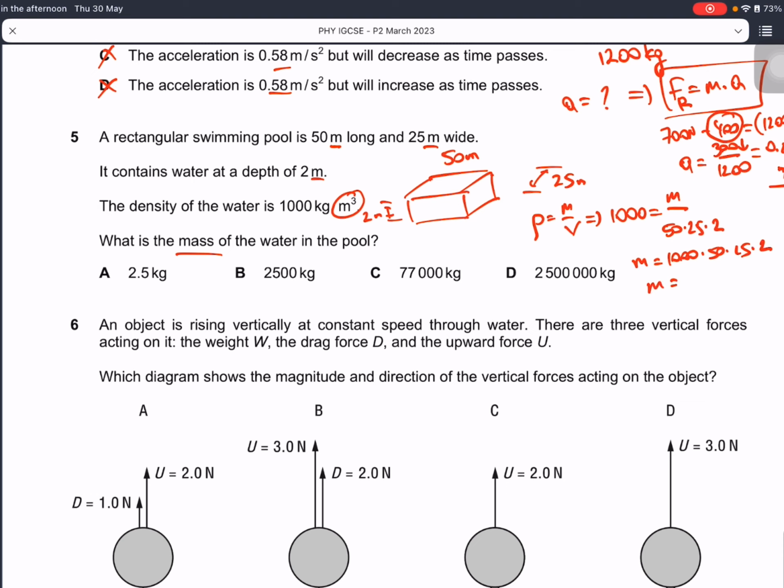Well, a calculator is allowed in this paper, so you can just take your calculator out. Don't act smart. You can act smart, but even solving in your brain may take a little time. So I would suggest just go with the calculator, and you'll end up having 2,500,000 kilograms. 2.5 megakilograms, you can say. So it's D.